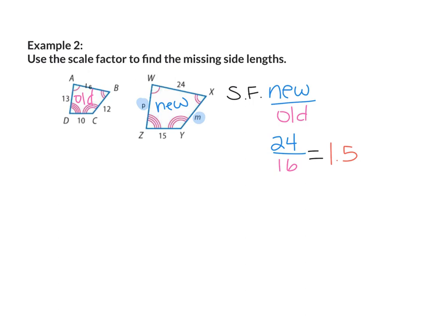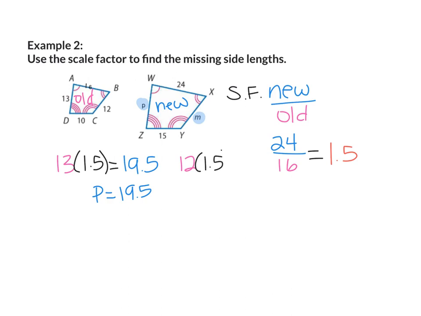Now I'm going to take side length 13 and multiply it by 1.5. So 13 times 1.5 gives me 19.5. And that is side P. Now I'm going to take side length 12 and multiply it by 1.5. And that will give me 18. So M equals 18.